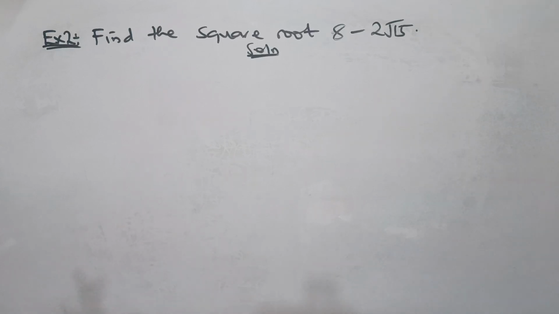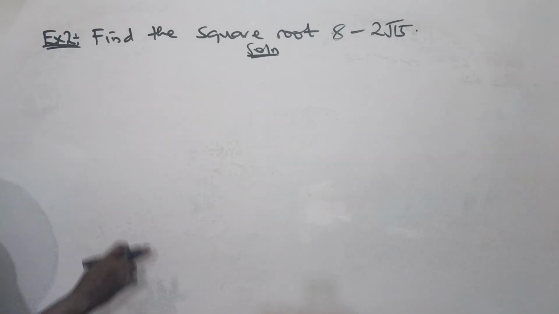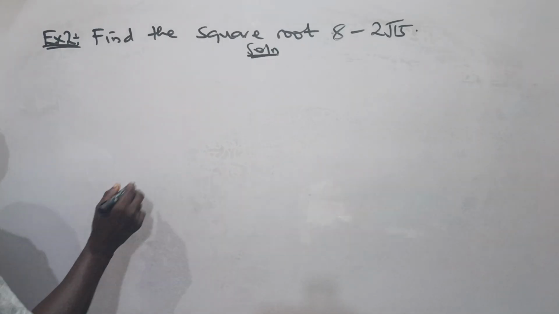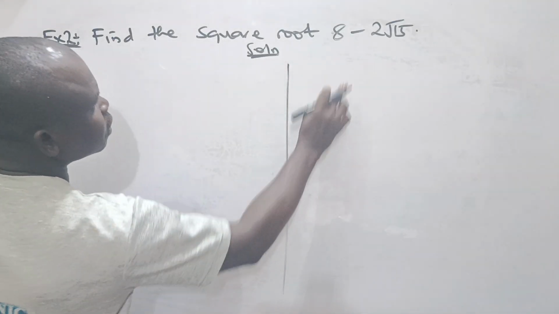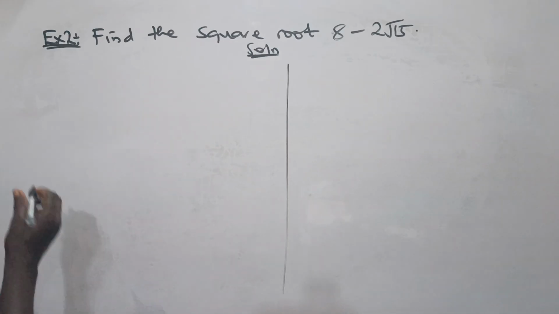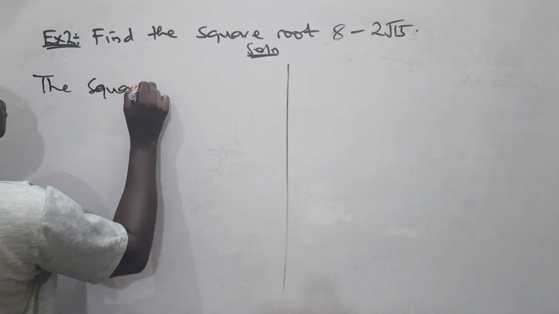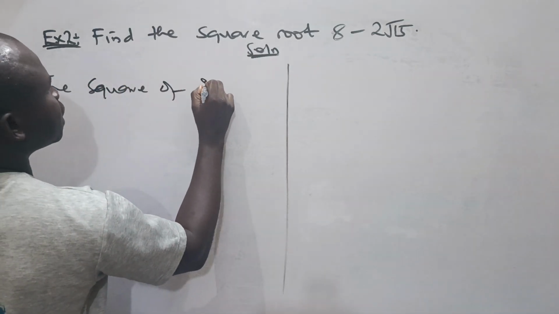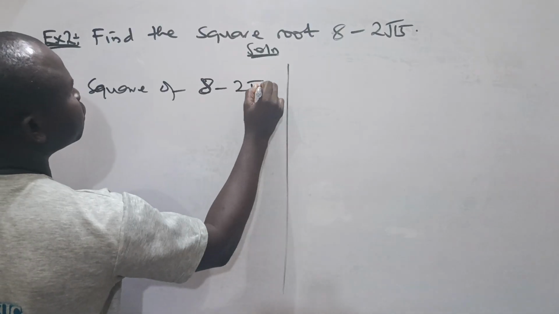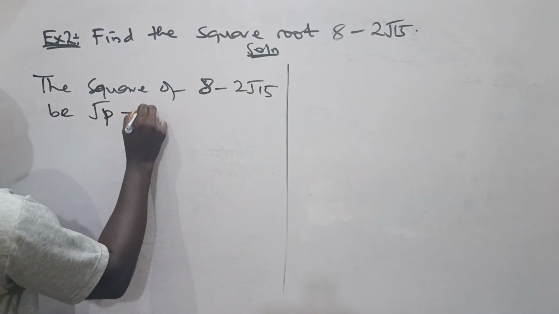Good day. Want to check another example on how to find the square root of y. In this case, this question involves a negative, so we will be using the negative sign. We say, let the square root of 8 minus 2 square root of 15 be square root of p minus square root of q.